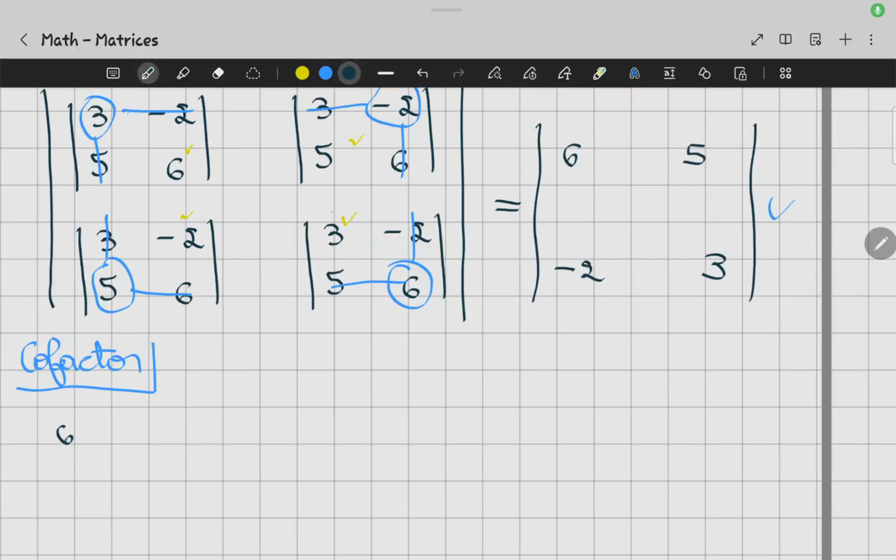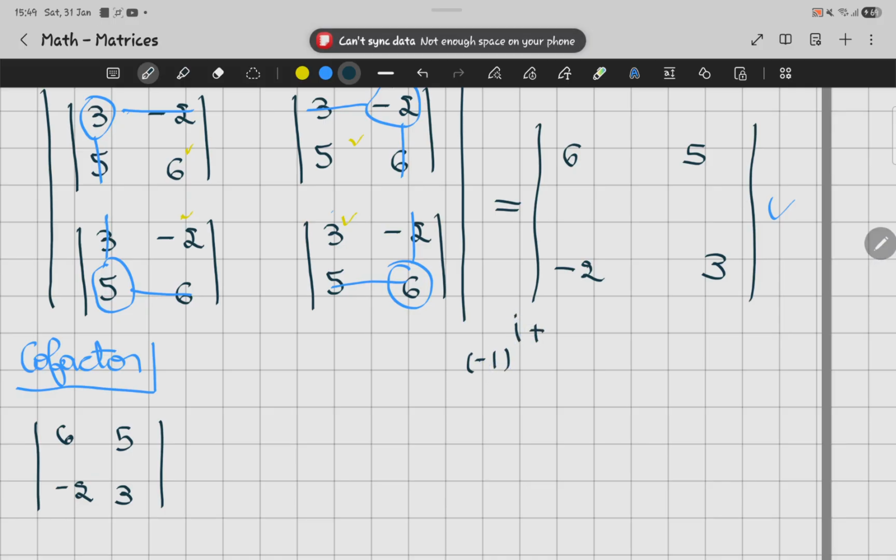Okay, so we are going to find the cofactor of this matrix. What you should know is what a cofactor is. For a cofactor, you can use this formula, (-1) to the power of i plus j. This is a formula that you can use for the cofactor.